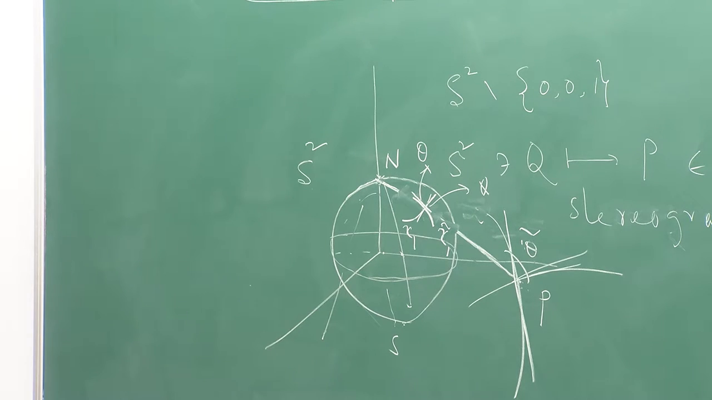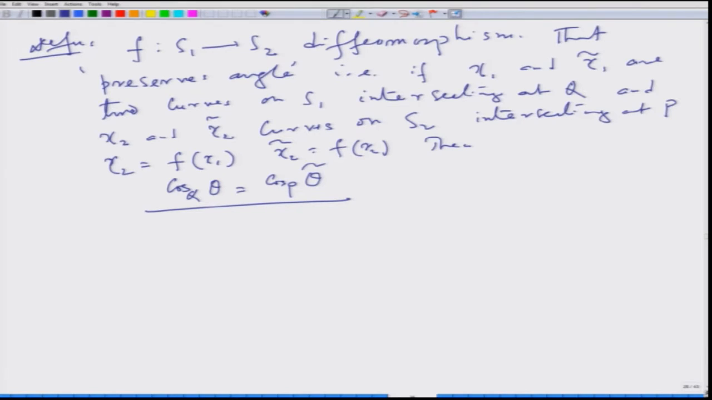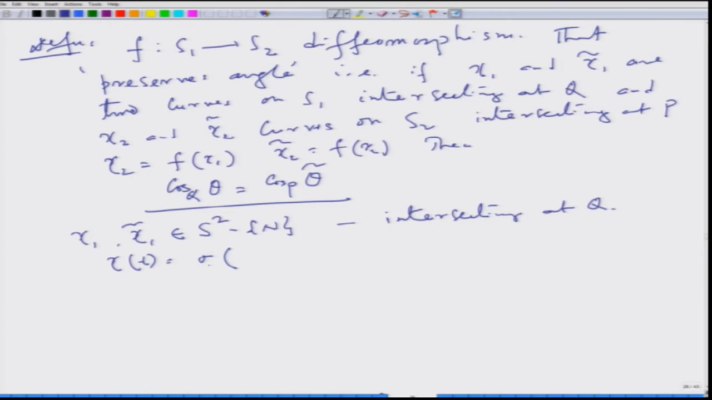Such a map is called conformal. What is happening for this one? So let's do it for the stereographic projection. What is happening here? So let's take gamma 1 and gamma 1 tilde on S2 minus n intersecting at Q. What I was trying to explain on the board. Okay. So let's take gamma t, some parameterization, sigma 1 u t v t and gamma 1 tilde sigma 1 u tilde t v tilde t.